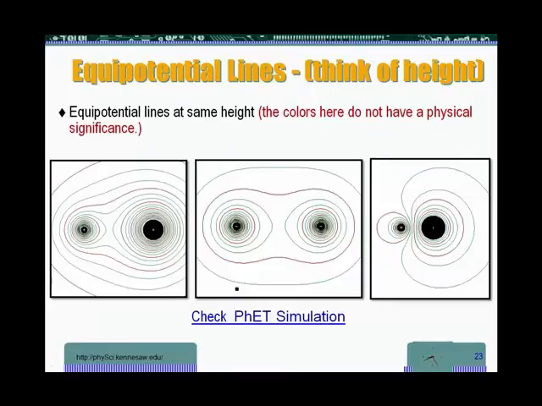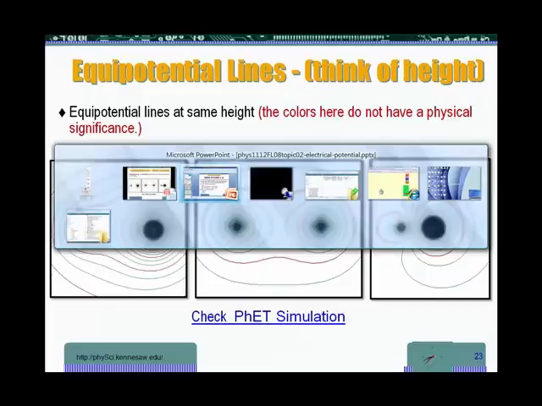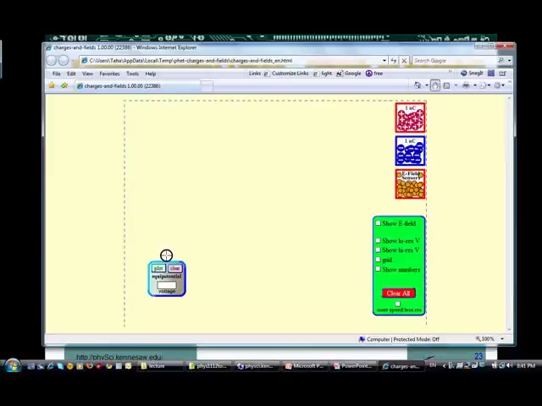Now we have the same thing for electrical potential. What I'm going to do here, I have the graphics, but I'm going to go to the simulation. I have it running on the side here, I believe. Now, I have a reservoir of charges, and I can pull in any charge. For example, I'm going to take a positive charge.